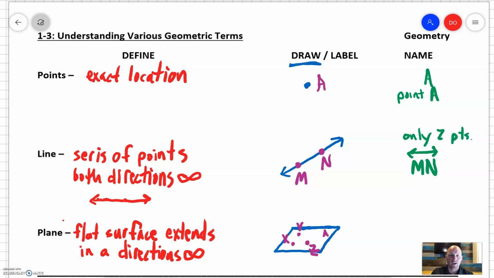And then lastly, to name a plane, we're going to name a plane either with the one random letter that's not attached to any point. So you could call this plane A. Or you could also name a plane with 3 non-collinear points. Again, 3 points not in the same line. So we could also call this plane XYZ. Or technically, if you're using the 3 non-collinear points, you could just write X, Y, Z if you wanted to. That completes our first section of notes.